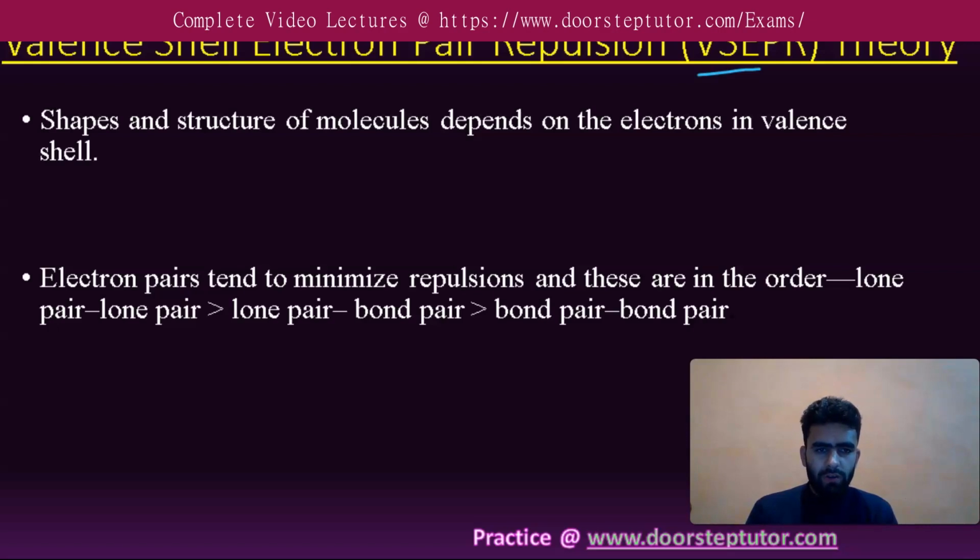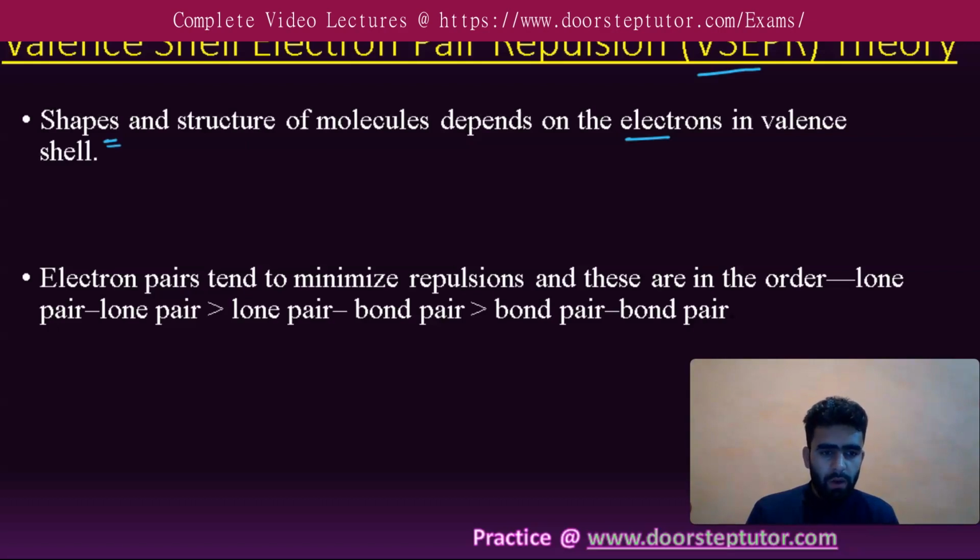So the main postulates of VSEPR theory are that the shape and structure of a molecule depends on electrons in the valence shell. So whenever we try to predict the geometry of a molecule, we should take into consideration what are the electrons present in the valence shell of the central atom. The valence shell, present in the outermost shell of a central atom, determines the geometry of a molecule. And so we have to consider the electronic factors while predicting the geometry of the molecule.